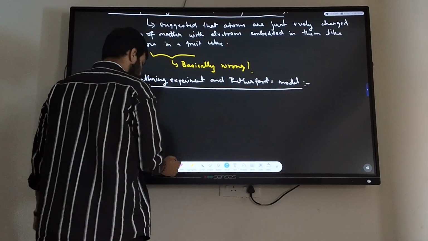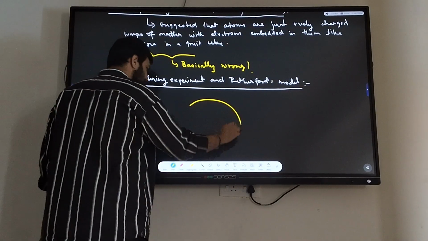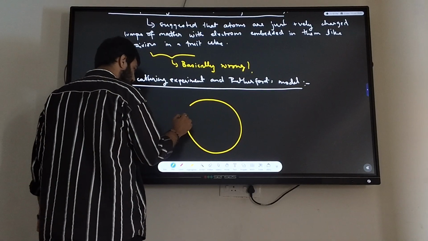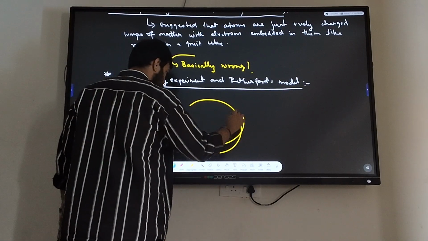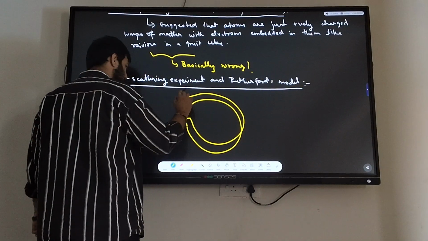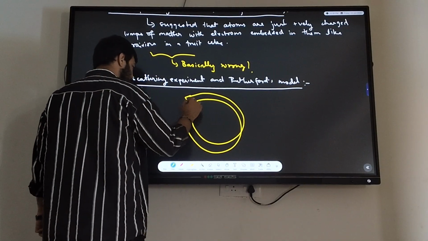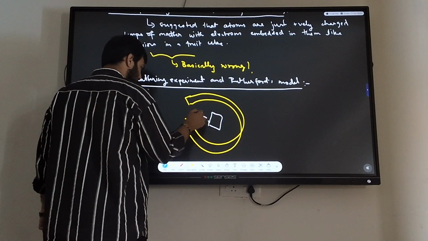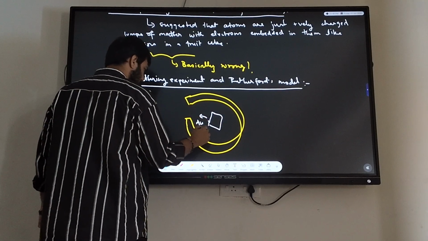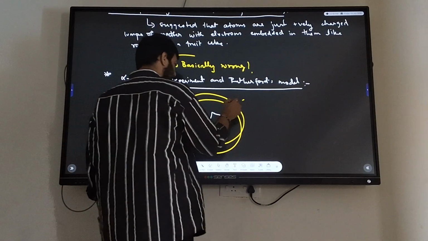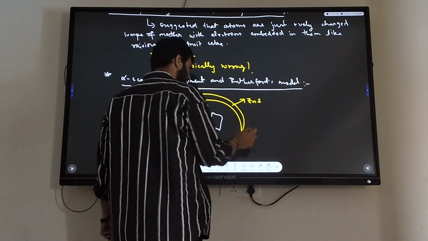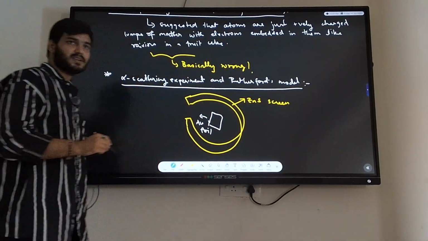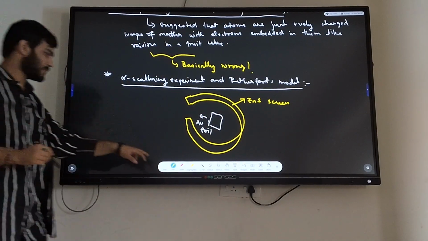What was the setup like? You have the screen, something like this, and here you have some kind of foil. What was the foil? Gold foil. Then you have this screen, a ZnS screen, something like that. It's a fluorescent screen, more importantly.